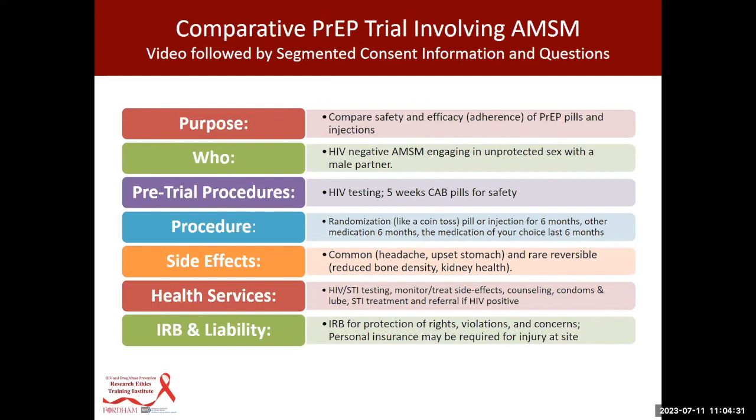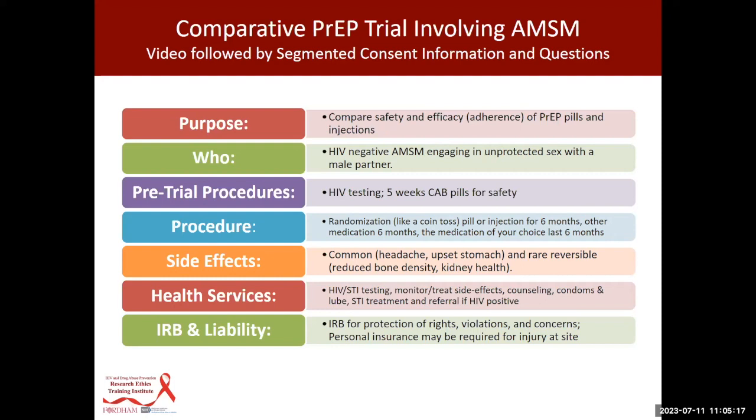We took this from the current PrEP pills versus CAB new injectable injections that were going on at the time. So the purpose of the study was to compare the pills to the injectables. You had to be HIV negative, so you had to take an HIV test, and you had to be at high risk through unprotected sex. In addition, the pre-trial procedures were pretty complicated. They lasted for 5 weeks. You had to continually be HIV tested, but you also had to take the CAB pills. It's almost like a phase 1 trial to determine that they were safe for you.